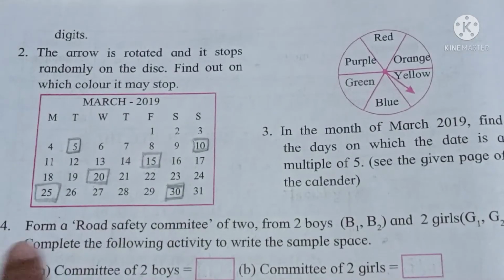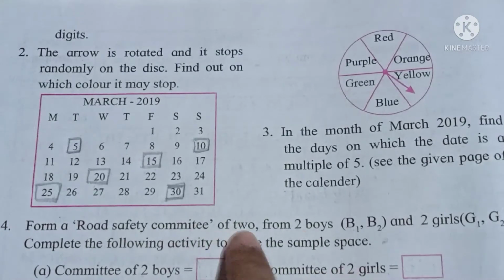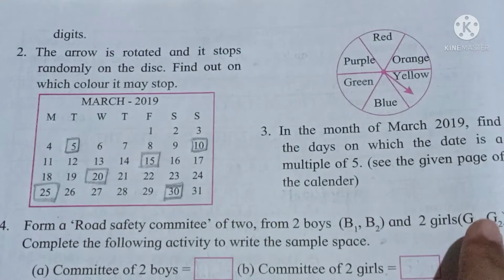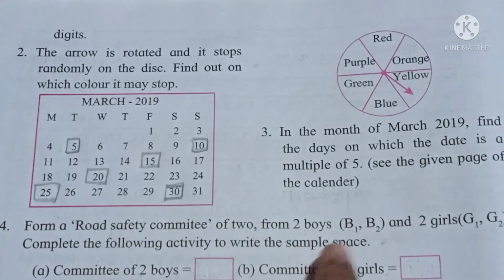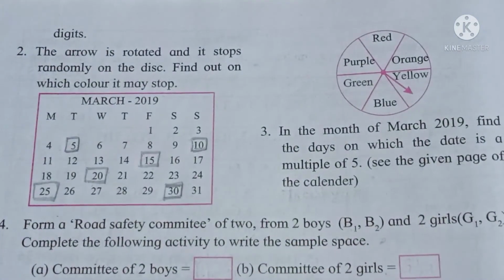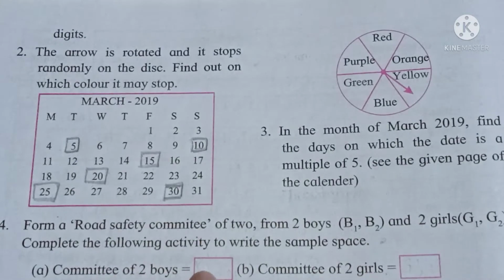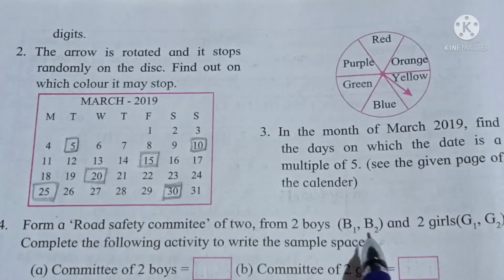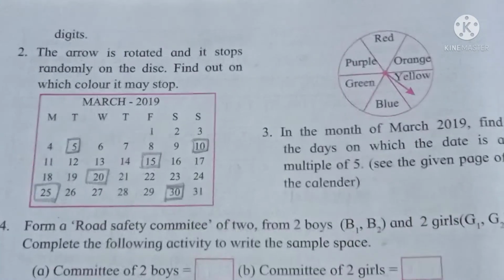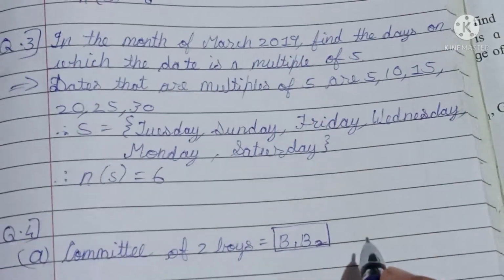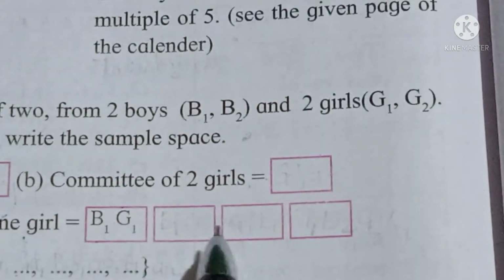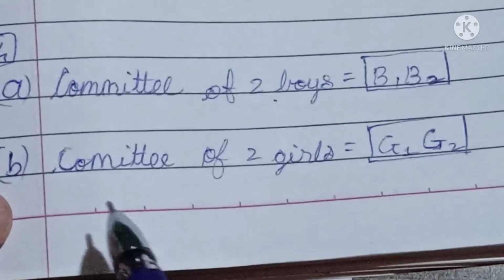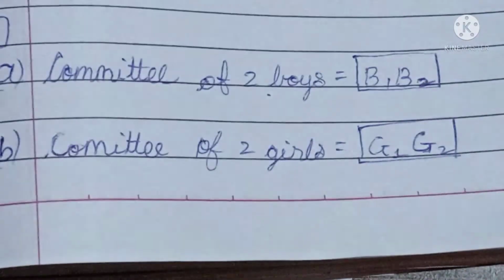Now in question number 4, we have to form a road safety committee of 2 from 2 boys given as B1, B2 and 2 girls represented as G1, G2. Complete the following activity to write the sample space. In the first part of the question, they have asked to form a committee of 2 boys. Means the committee should consist of only 2 boys, and we have represented the 2 boys as B1 and B2. So in the sample space we will write committee of 2 boys is equal to B1, B2. In part B, we have to form a committee of 2 girls which we have represented by G1, G2. So in the sample space we will write committee of 2 girls is equal to G1, G2.